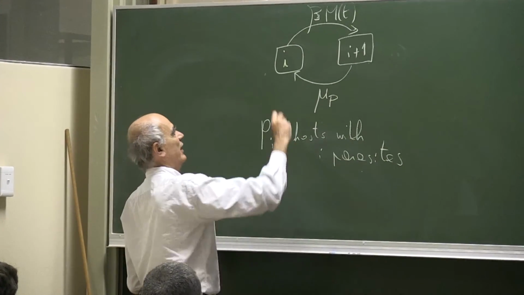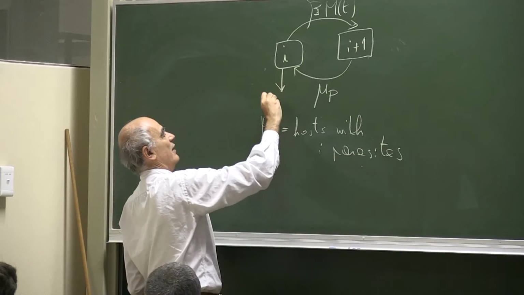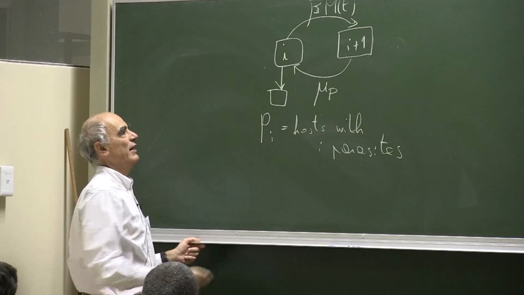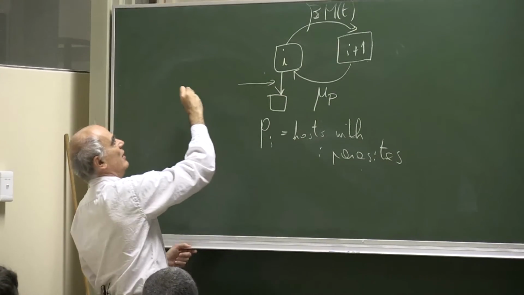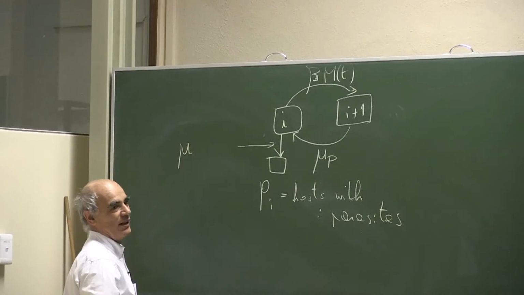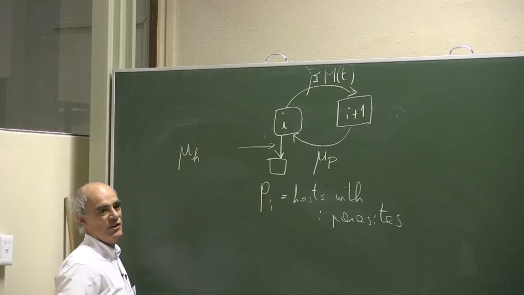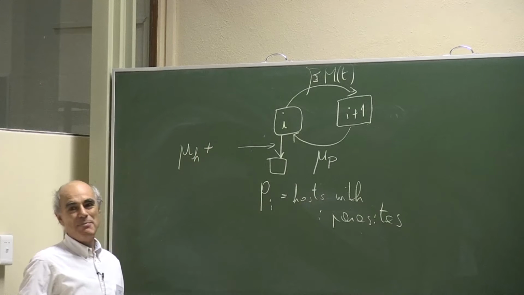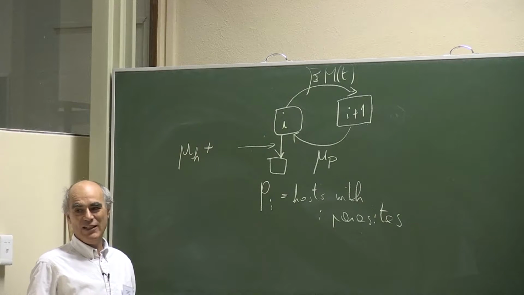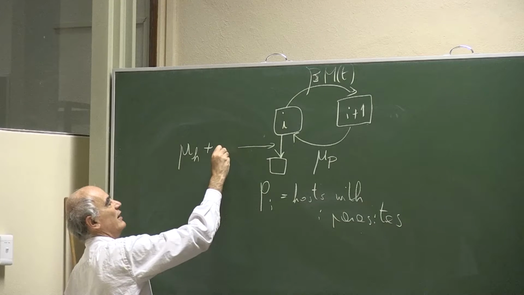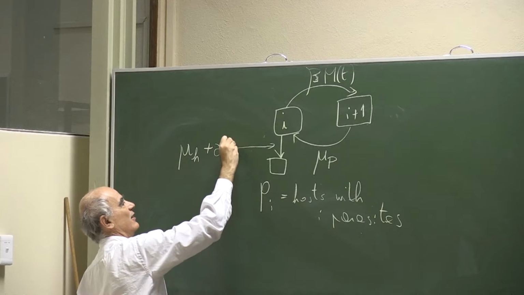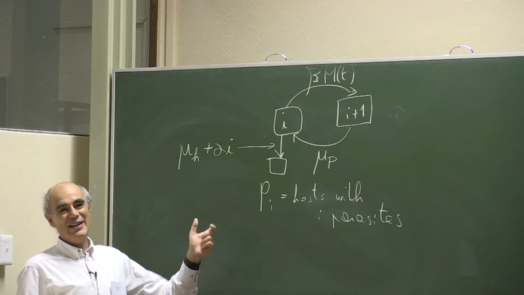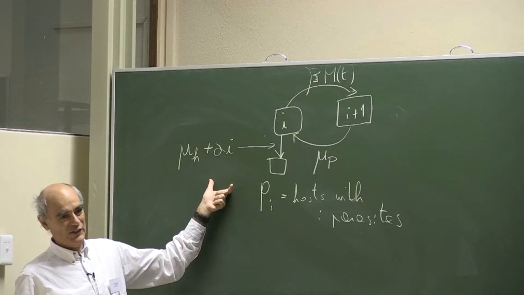And then you should add something related to the death of the individual. There will be a natural rate that we call mu h, the death of humans, plus there might be a death related to the disease, that is often treated like that. So these are simplified assumptions that tell you more or less what the process is.